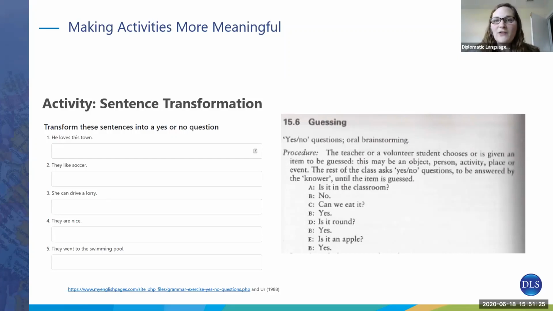So the game 20 questions, where you can only ask yes or no questions, might be better because you're actually communicating information to try and figure out which item in the room you're talking about.